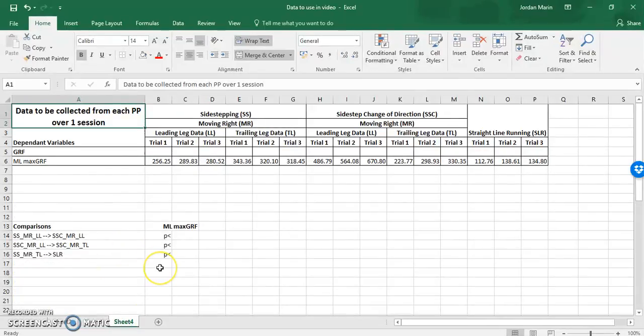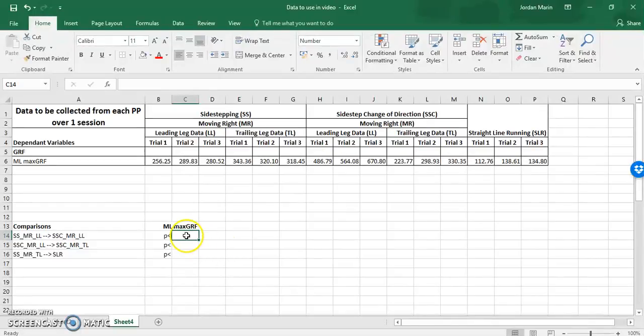So on to the comparisons. We're going to do these 3 comparisons down here to establish whether there is statistical significance. To start with, we have sidestepping, moving right, collecting data from the leading leg. So that's these 3. And then we're comparing that with sidestepping change, moving right, leading leg. I'll show you the t-test for each of these 3 comparisons, and then I'll quickly go through the significance, or what the data actually shows us.